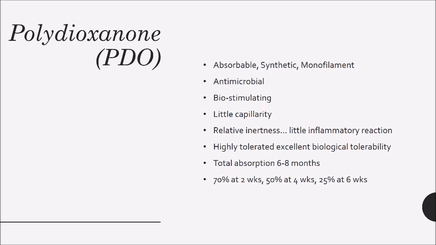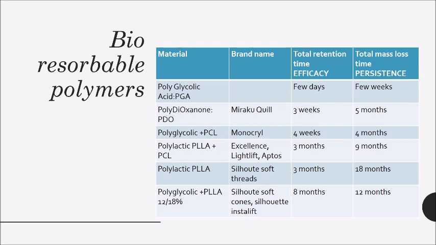It loses its strength: 70% at 2 weeks, 50% at 4 weeks, and 25% at. So here is a brief comparison of these bioresorbable polymers, the most common of them which are used. I have not mentioned them all. Like you can see, polyglycolic acid, with its total retention time and total mass loss time, in pure form, its total retention time is just a few days and total mass loss time is just a few weeks.